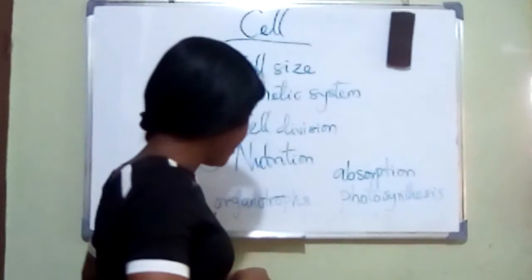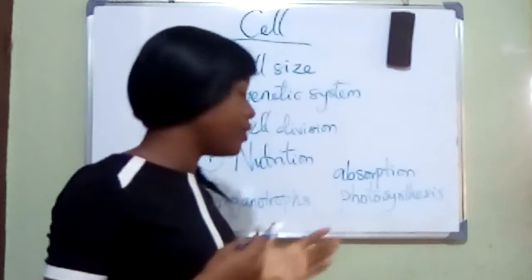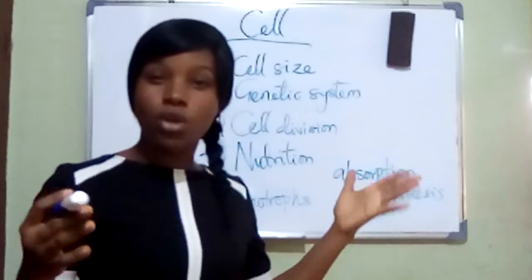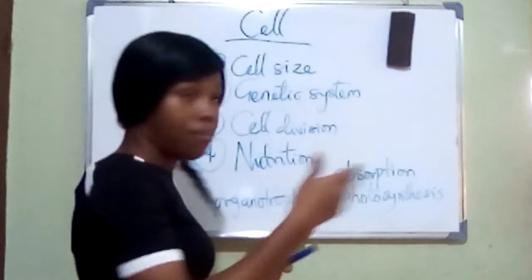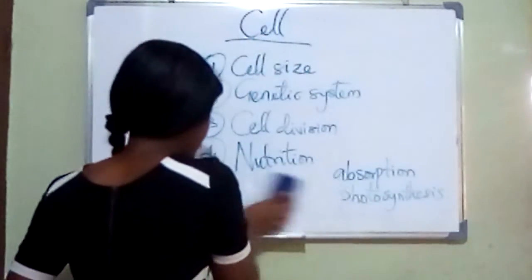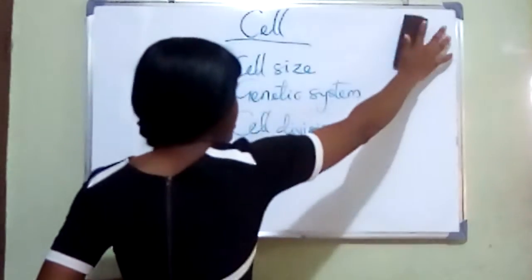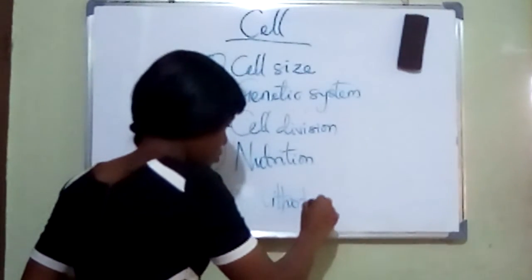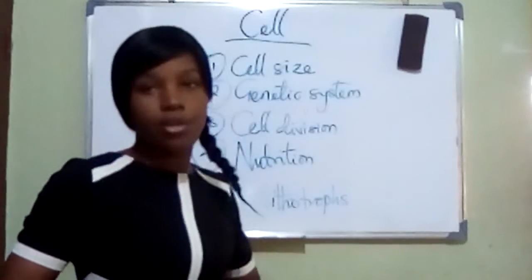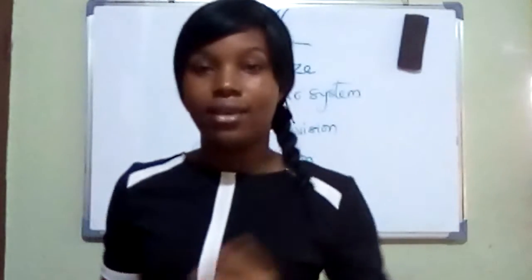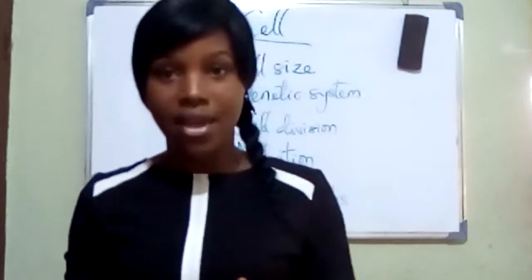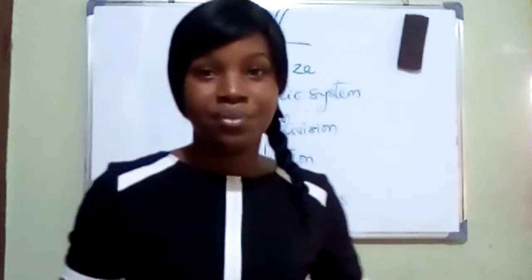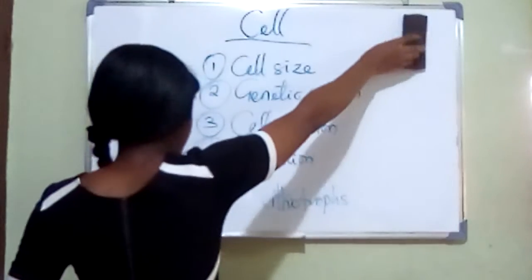And then the other prokaryotes engage in a type of absorption where they absorb inorganic nutrients from the environment. Such prokaryotes are called lithotrophs. So they feed on inorganic nutrients like carbon from carbon dioxide. They feed on sulfur, some on iron, and so on.